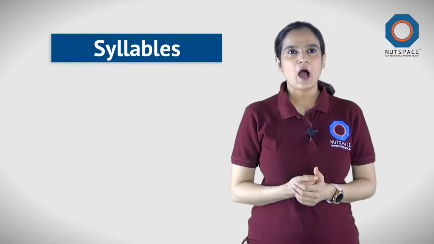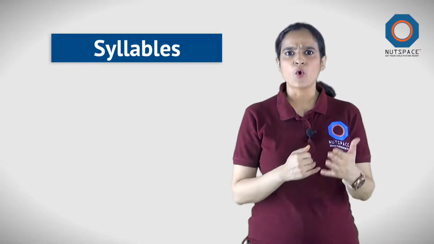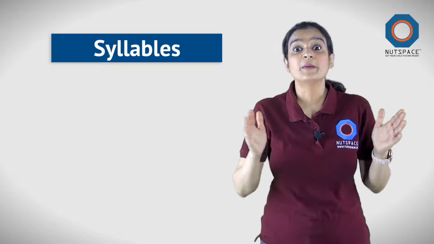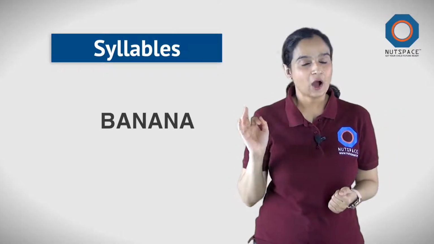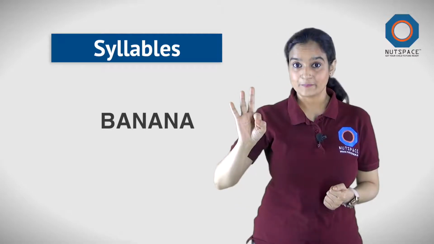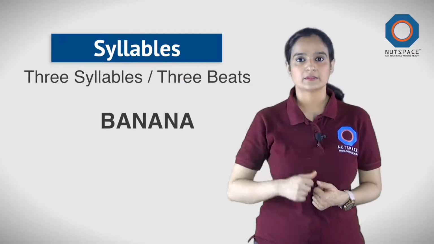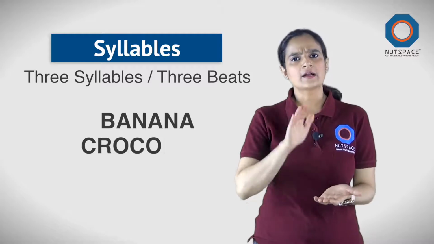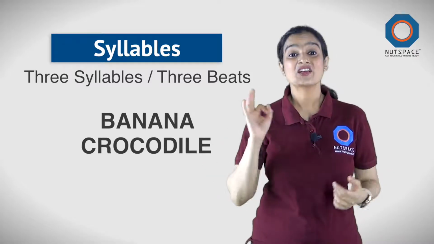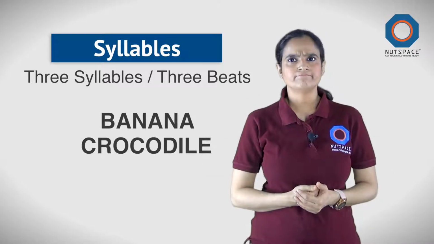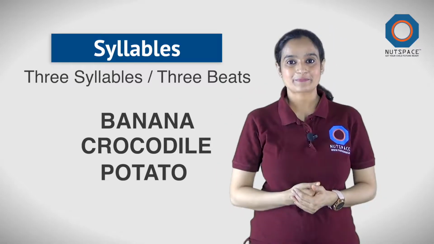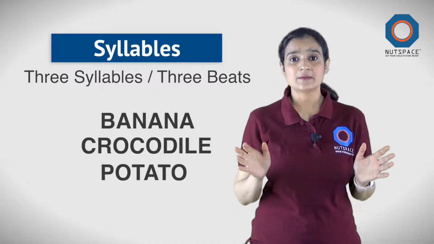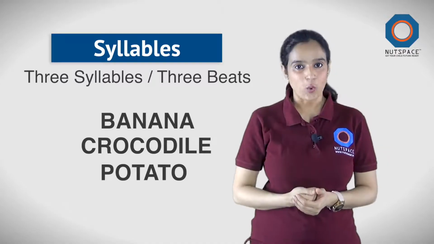Alright, now let's make it a little more complicated. Let's think of a bigger word. Let's say banana. How many beats did you hear? 3. So it has 3 syllables. Crocodile. Again, 3 syllables. Potato. Again, 3 syllables. So essentially, a syllable is a beat in a word.